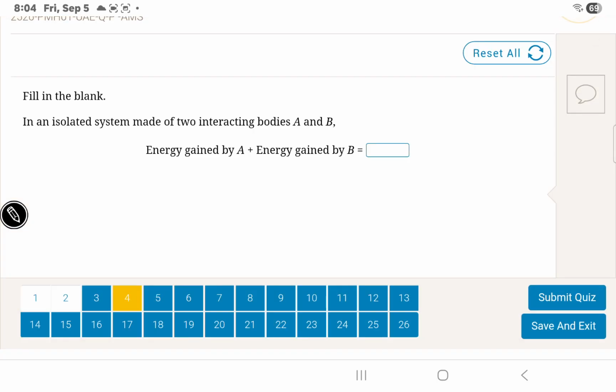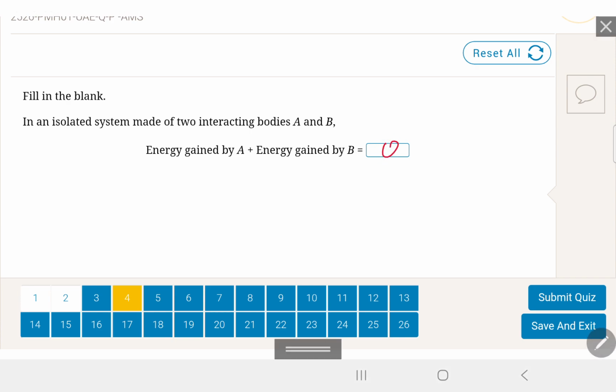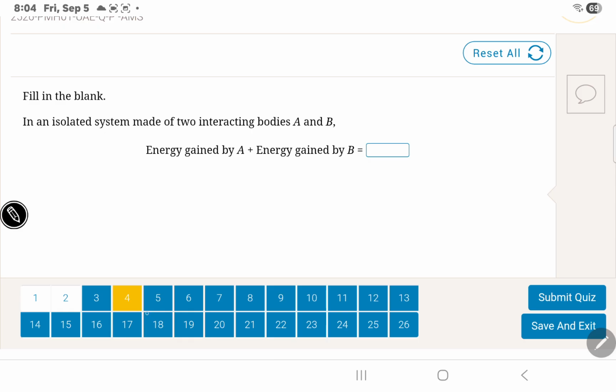Next one. In an isolated system made of two interacting bodies A and B, energy gained by A plus energy gained by B is equal to 0. So here we have to write 0. Number 5 now.